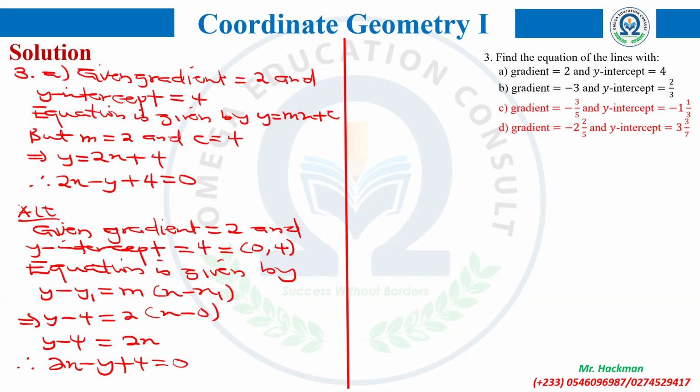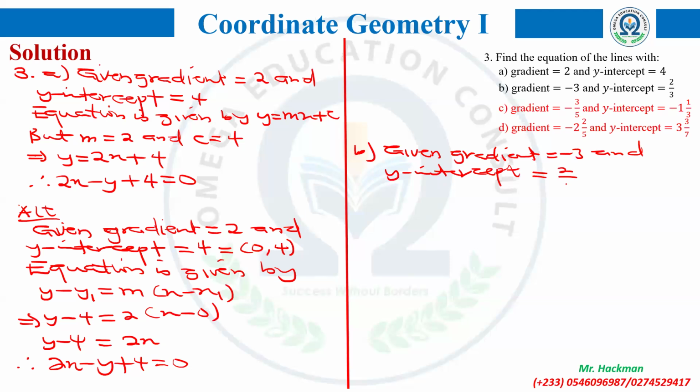Okay, so I'm going to do one more, that is the B here. But I won't do the alternative. I will use the ideal method. So B, what are we giving? We'll be giving gradients to be equal to -3. And the y-intercept is not pretty, but we'll work with it. And y-intercept is equal to what? 2 on 3.